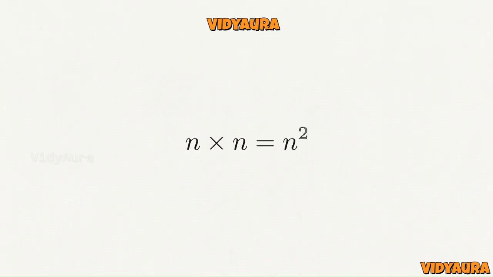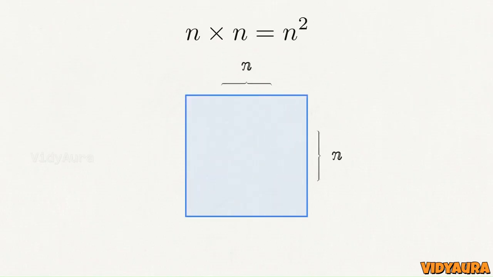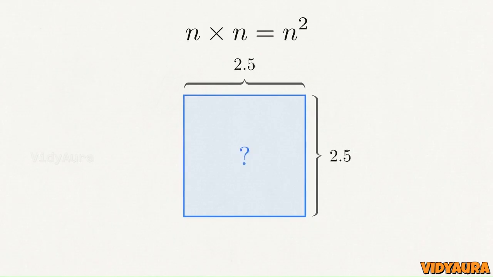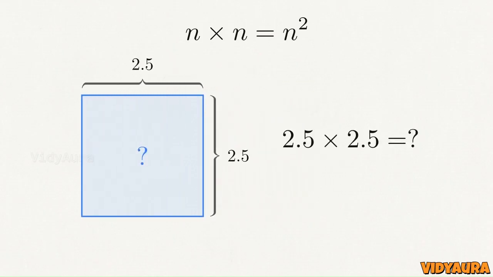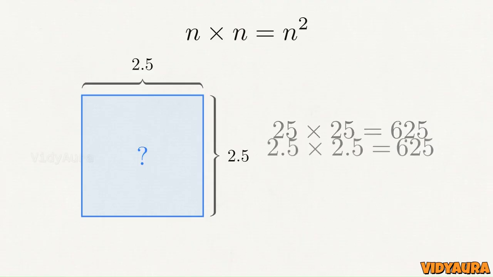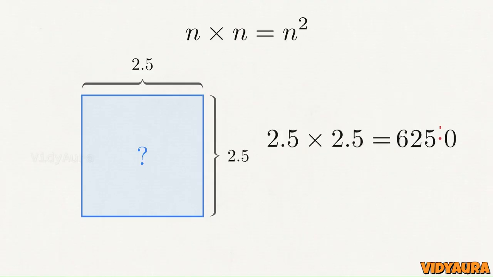A square number is simply an integer multiplied by itself, but physically it represents the exact area of a perfect square with a side length of n. When you need to square a decimal, like 2.5, you can temporarily ignore the decimal point. Treat it as 25 times 25, which gives you 625. Because the original number had one decimal place, squaring it means you count 2 places inward from the right. Drop the decimal there, and you get your final area, 6.25.